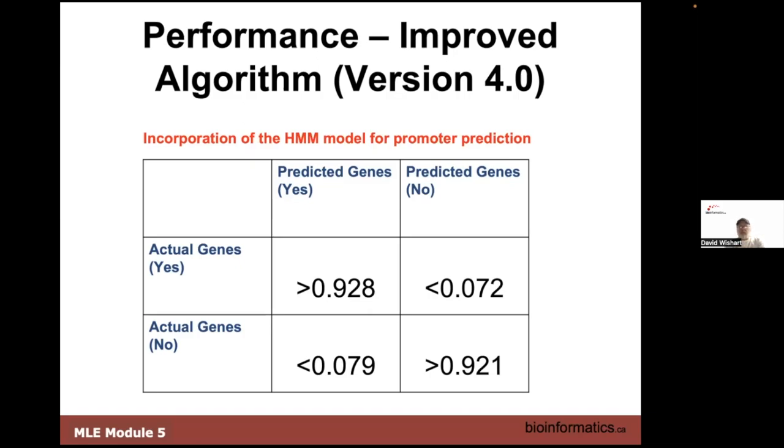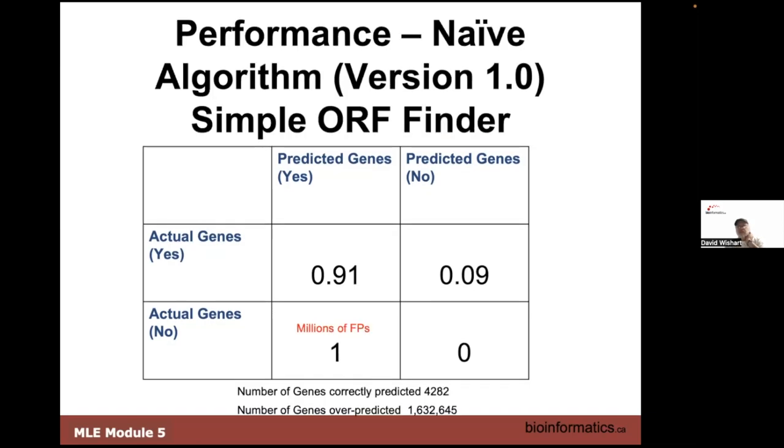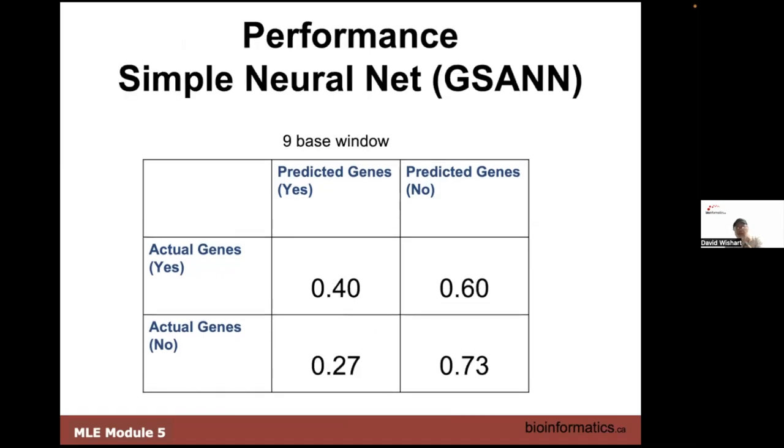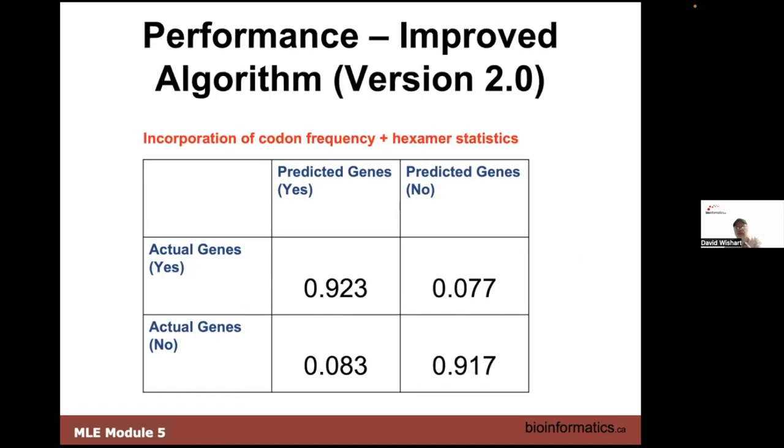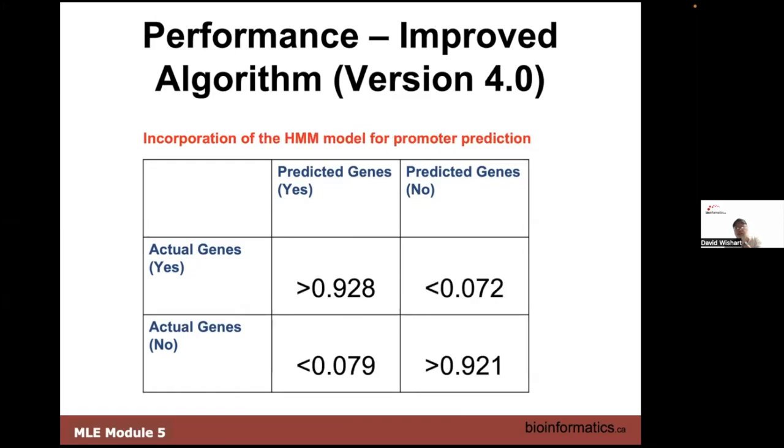So I'll go through this again because I think it's really important. Simple ORF finder: find a lot of genes, but we have millions of false positives. We try a naive neural net: we don't have millions of false positives anymore, but we're still pretty bad at predicting genes. So we redo it and take the ORF finder and include the codon frequency statistics on the ORFs. As I said, this gets us up to 92, 91%, and sort of an 8 to 9% false positive, false negative rate. These start dropping as we add hexamer statistics and possum promoters, and it gets down to 7% false positives. Afterwards, with a more sophisticated one, it's well below 7%.